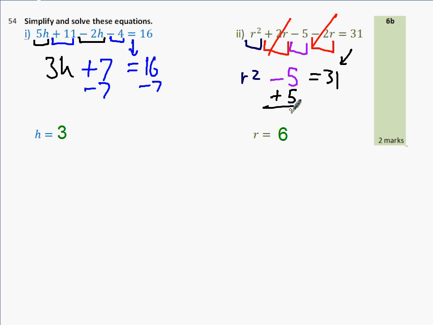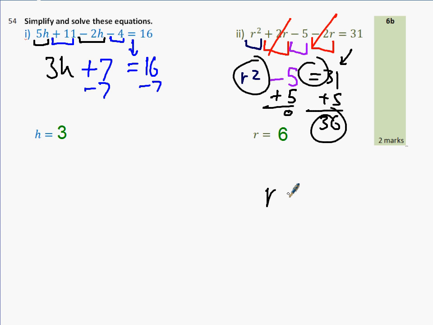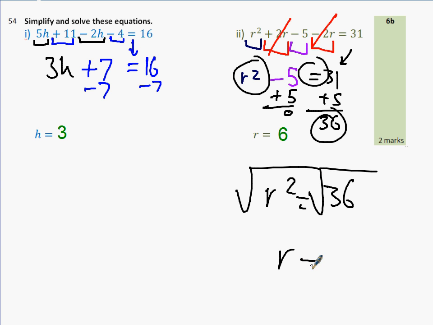Add 5 to both sides. Equals 36. So what have you got left? You've got r squared equals 36. Okay, square root both sides. And what do you get? r equals 18, yeah? Because you just divide by 2. No. Please do not just divide by 2 to find the square root. You have to think of the number that when you times by itself will give you the number here. What is that? It's 6, because 6 times 6 equals 36. That's why 6 is the square root.